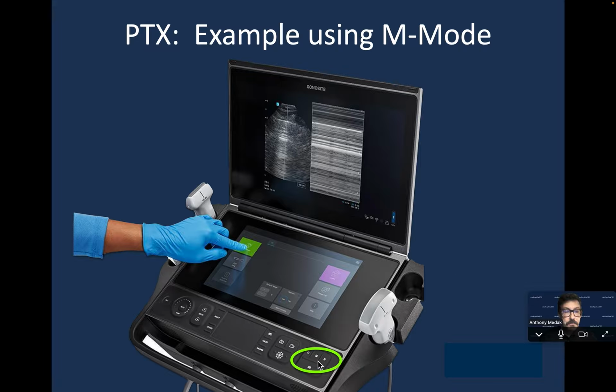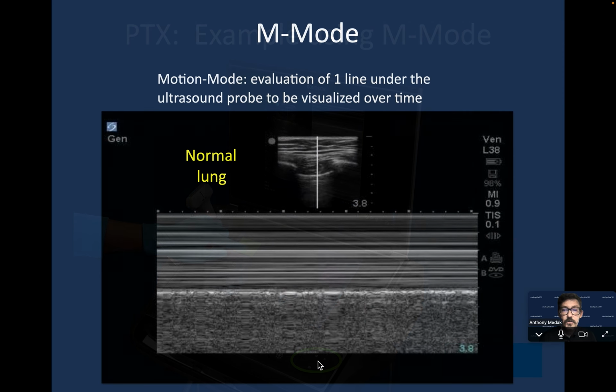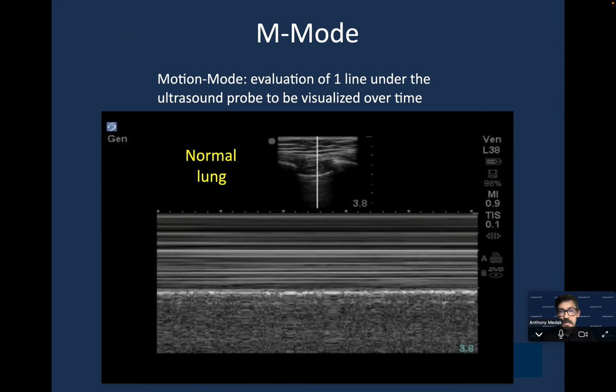So find the M mode button, and when you activate that on your system, you're going to get an image that looks like this. With your trackpad or on your touchscreen, you'll be able to move where you put this vertical white line. And the vertical white line is basically just saying, okay, we're going to take this one piezoelectric crystal in the transducer and the probe you're using, and we are going to plot over time what this one piezoelectric crystal is actually hearing in terms of the return echoes that are coming back.